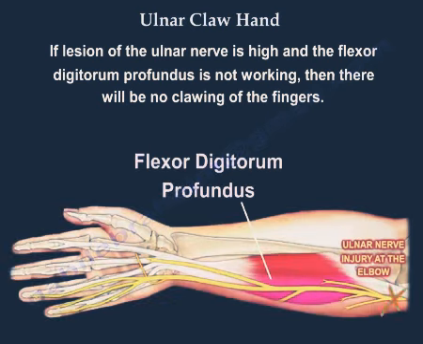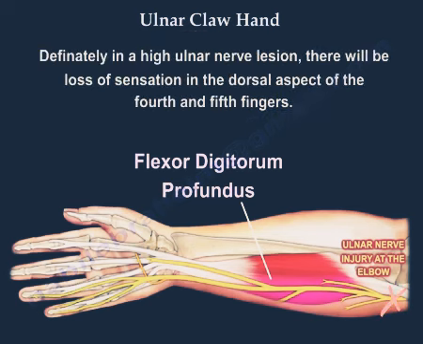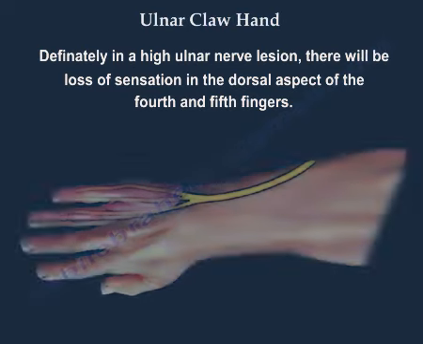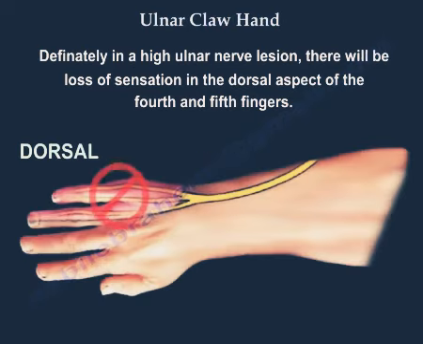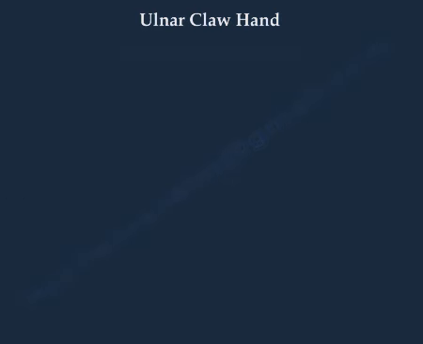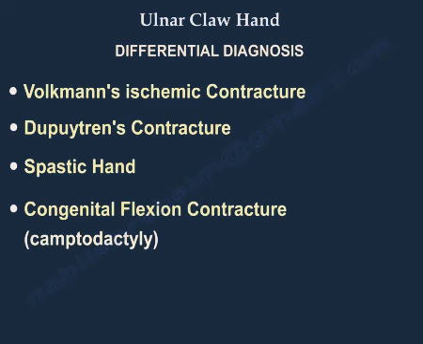Now, if the lesion of the ulnar nerve is high and the flexor digitorum profundus is not working, then there will be no clawing. And definitely in a high lesion, you will have loss of sensation in the dorsal aspect of the 4th and 5th fingers. Differential diagnosis of clawing fingers includes Volkmann ischemic contracture, Dupuytren contracture, spastic hand, and congenital flexion contracture, which is called camptodactyly.